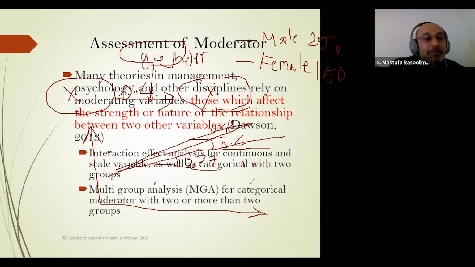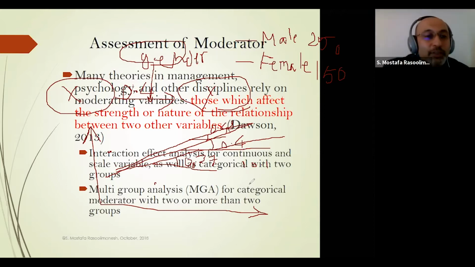So this is the concept of a moderator. When we say gender moderates the relationship between x and y, it means the effect of x to y should be significantly different for the two levels of the moderator, for male and female. The same applies to size of company, big company and small company, or two age groups, young people and old people. This is the meaning of a moderator.